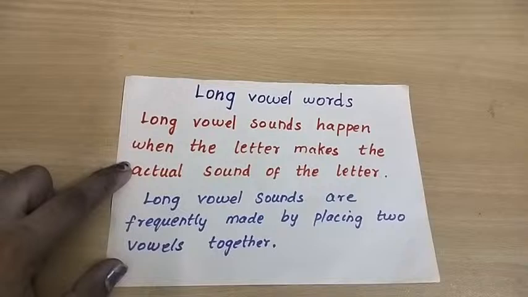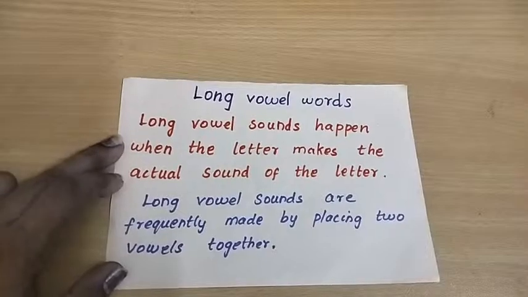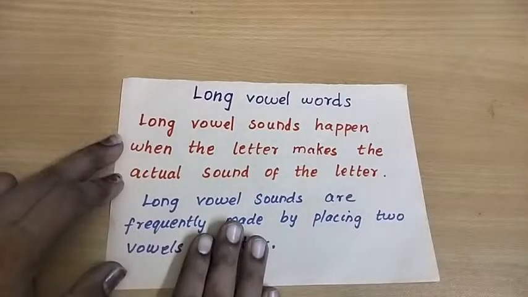The other one is that when two vowels are combined together, that is in the case of walking vowels, if two vowels join together in a word, the first vowel says its actual sound of the letter. That is, the first one is talking and the second one is walking. So this is the difference between long and short. Today's session is about long vowel words, so we can start with this.